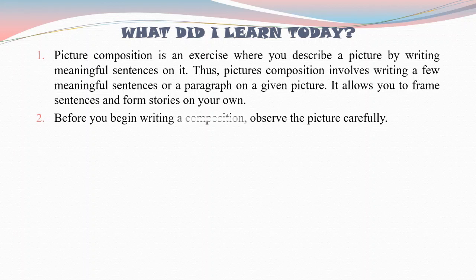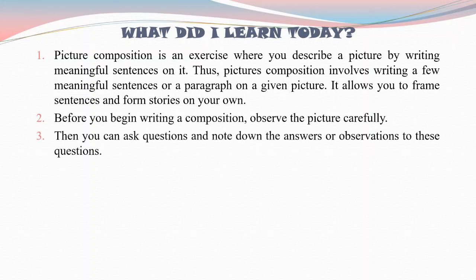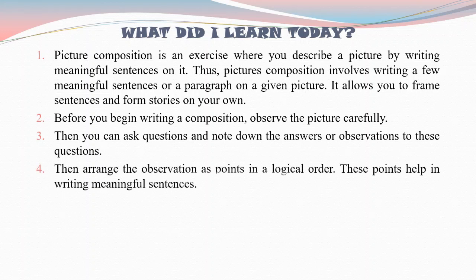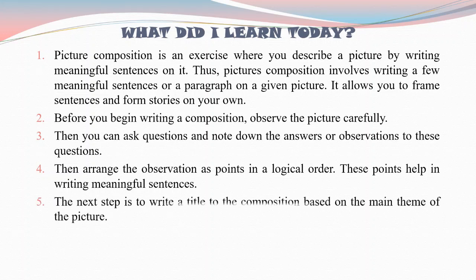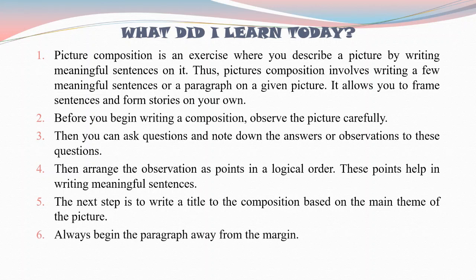Before you begin writing a composition, observe the picture carefully. Then you can ask questions and note down the answers or observation to these questions. Then arrange the observations as points in a logical order. These points help in writing meaningful sentences. The next step is to write a title to the composition based on the main theme of the picture. Always begin the paragraph away from the margin.